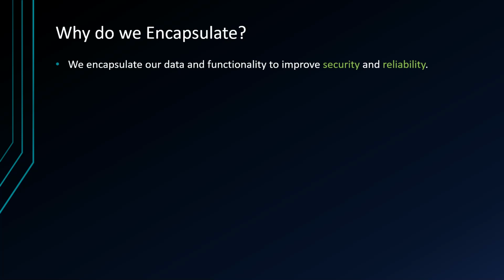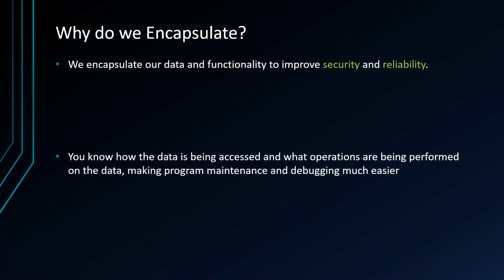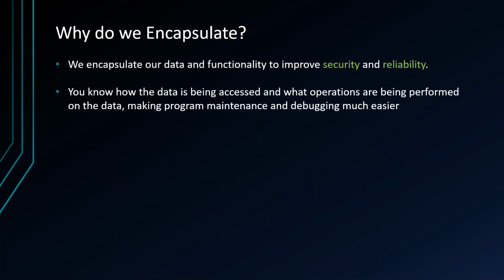We encapsulate our data and functionality to improve security, which we just saw, and reliability. Reliability. Interesting. So reliability is the idea that we know that every time we do something it will act the same way and it will act safely every single time that we use it. So we know how the data is being accessed and what operations are being performed on that data. This makes program maintenance and debugging really easy. It also makes it extremely easy to work between multiple classes and multiple people working on that program.